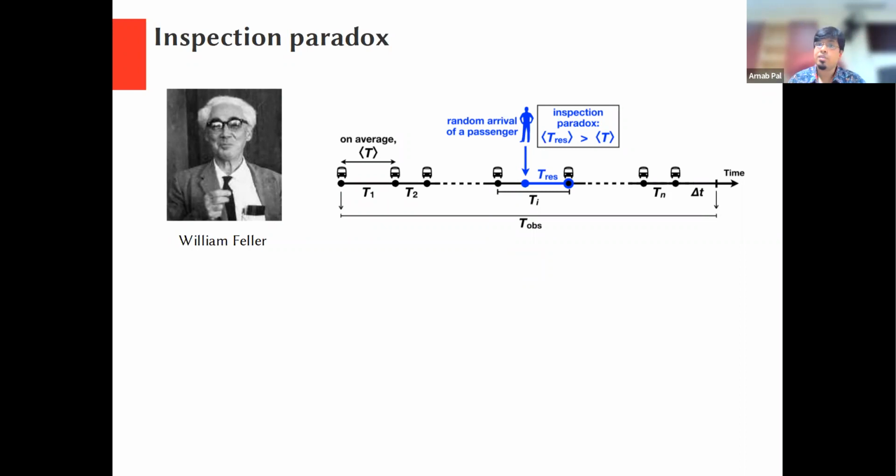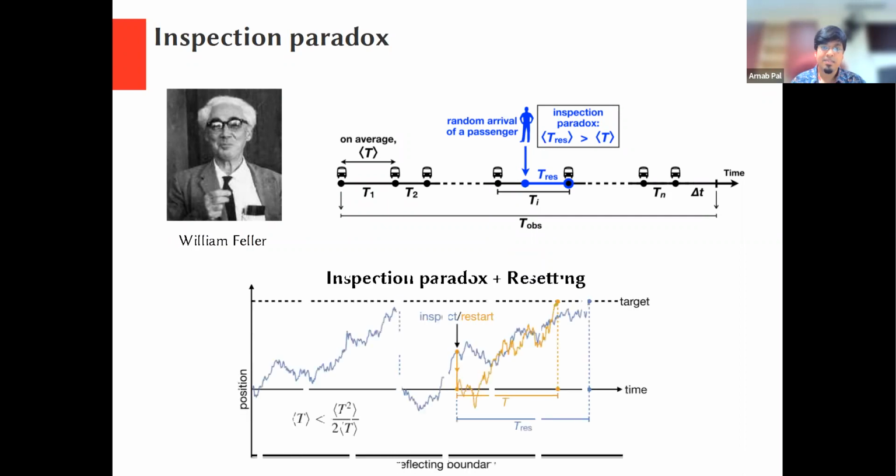Well, how is this related to resetting? Let's try to understand it. We are plotting two trajectories here. Blue is one trajectory, it is going on, and then it finds the target uninterrupted. There is no resetting. And then there is another event where you actually reset the process, which is the yellow trajectory. You have reset it, so it goes back, and then it again does the diffusion or whatever stochastic process, and it finds the target.